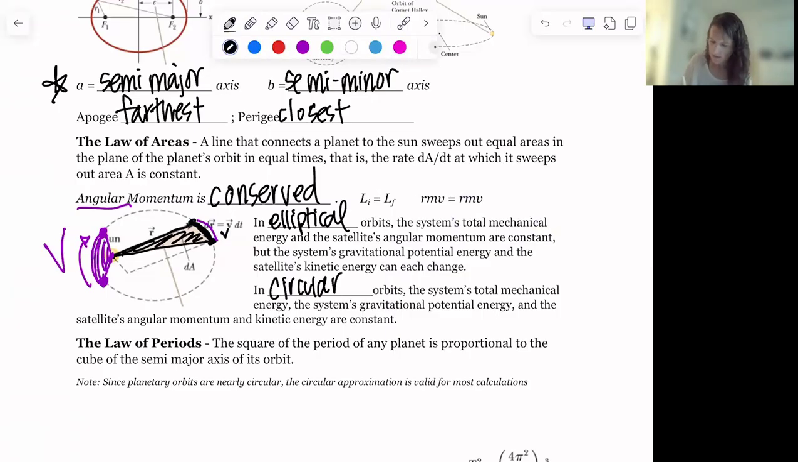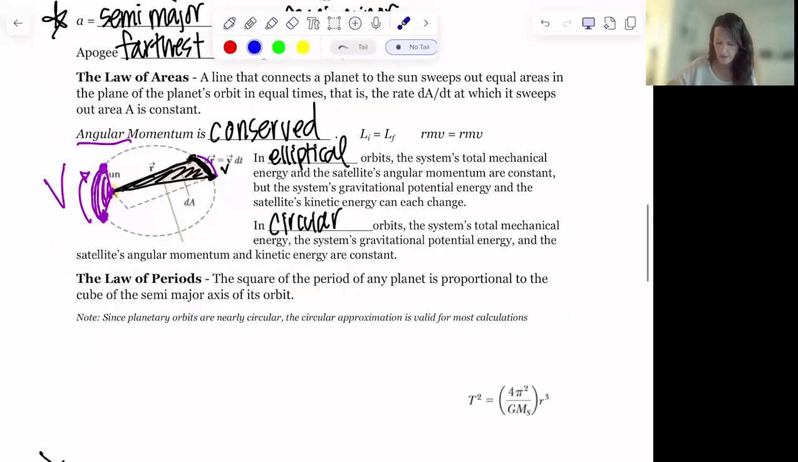Whereas in circular orbits, the system's total mechanical energy, gravitational potential energy, angular momentum, and kinetic energy are all constant. And hopefully that makes sense, because if we have a circular orbit, then our radius at all points is going to be exactly the same. And so our velocity at all points will be the same, and therefore all of these things are constant. So elliptical, we're going to go slower as we go away and then faster as we loop past the sun. Whereas circular, you just have the same thing going the whole time.